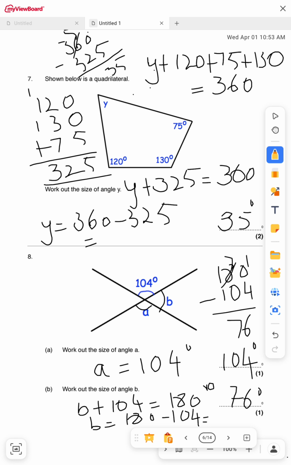Okay, I hope you understand. So these are simple questions on angles. Practice on your own and make sure you understand the properties of the angles.